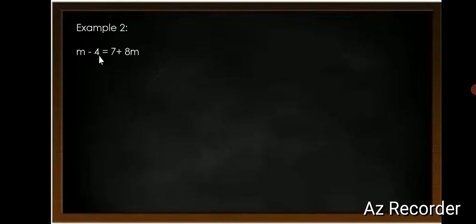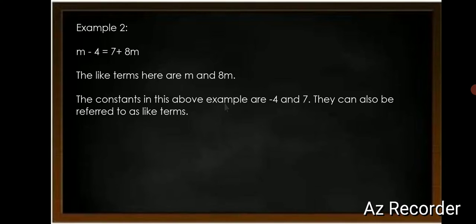Minus 4 and 7 are ordinary numbers, so we can refer to them as constants. They are also like terms. Take note, I did not just say 4, I said minus 4. That is because this minus belongs to this 4, and it is very important to take note of it, as it will help you in our journey of mathematics. So the like terms here are m and 8m. The constants in the above example are minus 4 and 7. They can also be referred to as like terms.